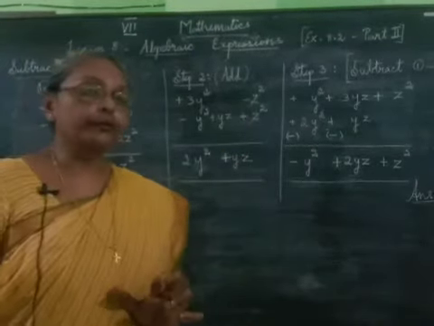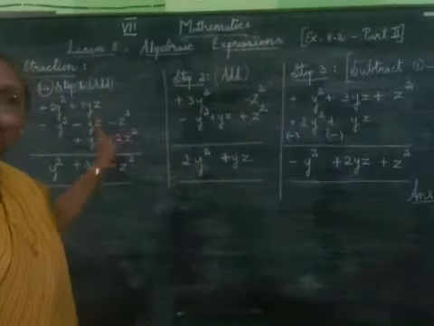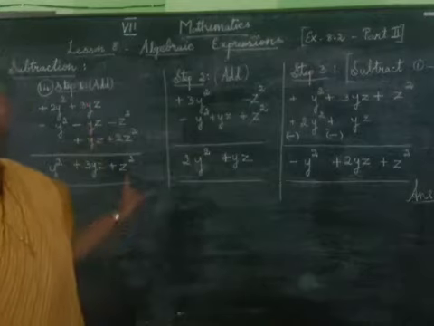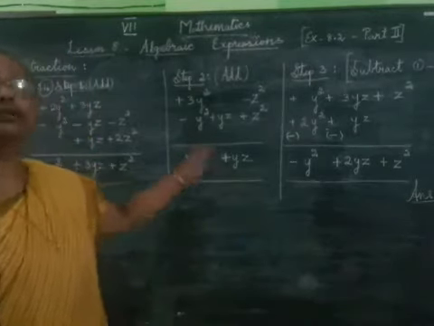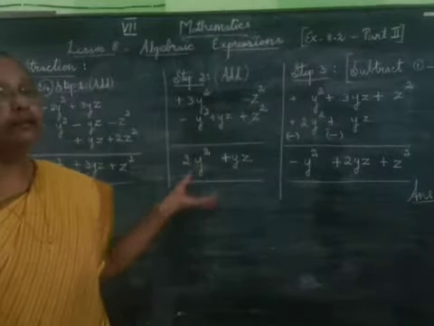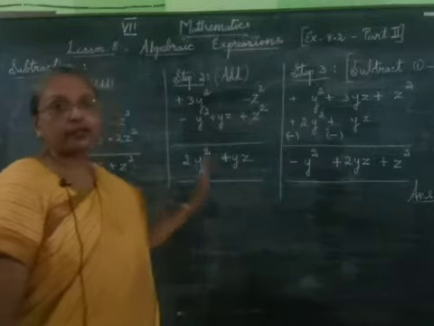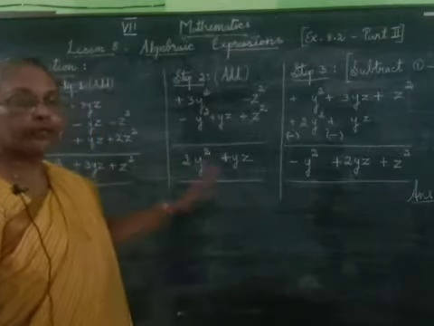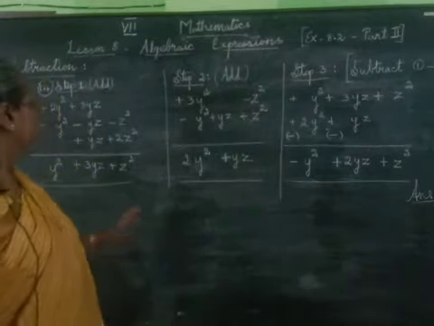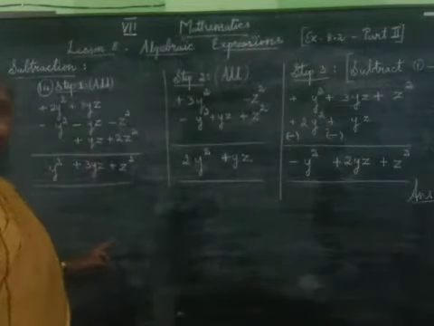So what are we going to do? We are going to do that in 3 steps. First we will find the sum of the 3 given expressions. Then we will find the sum of the other 2 expressions. After that we will find the difference between those 2 sums. So the first step is the sum of the 3 given expressions.